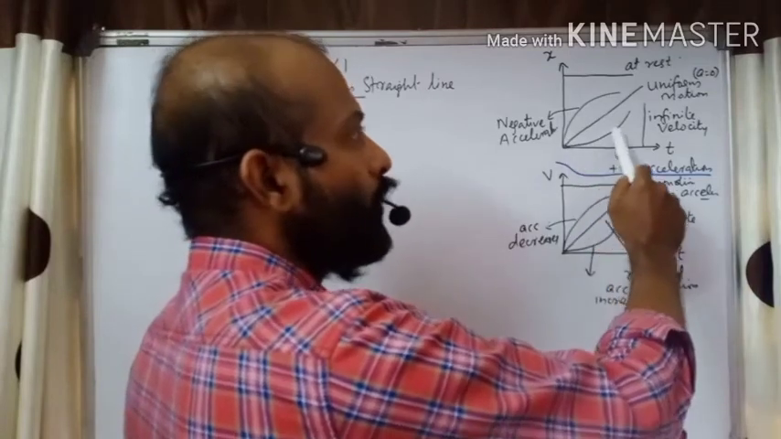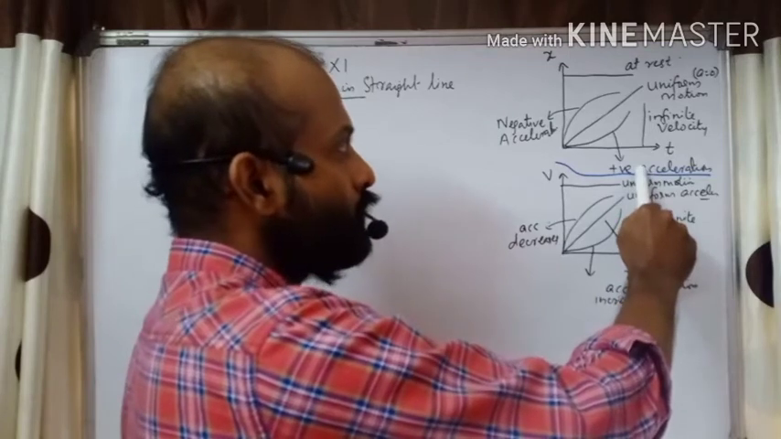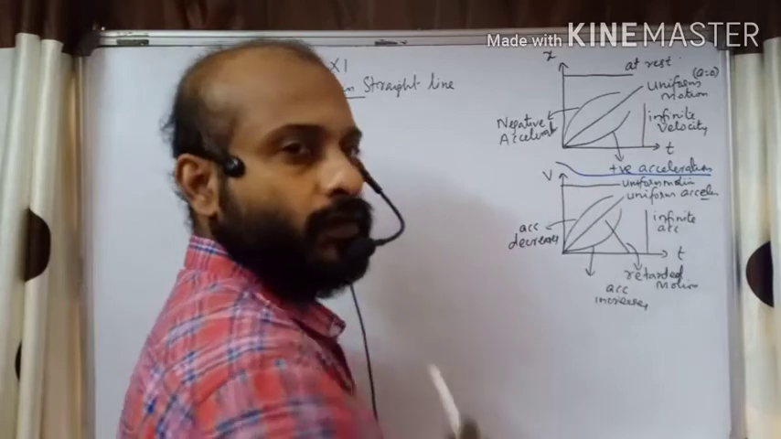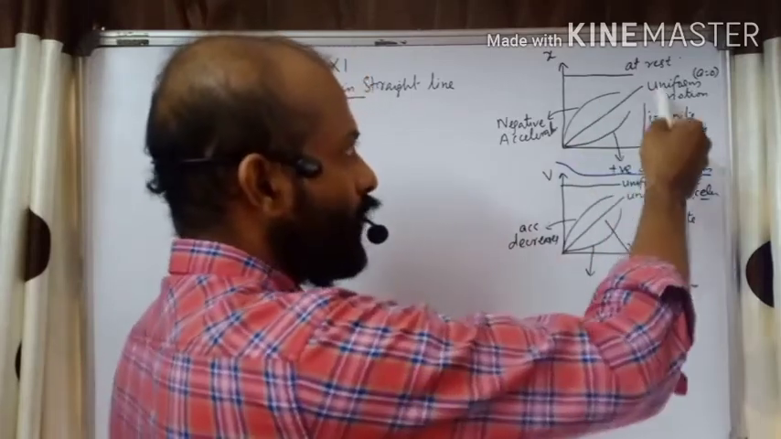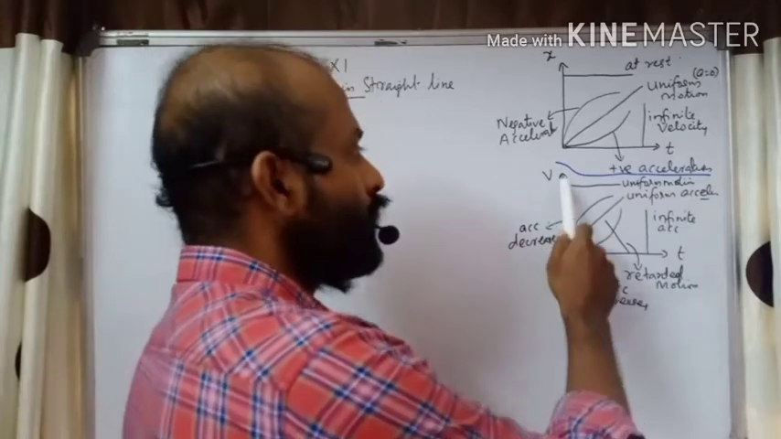If it is an upward opening curve, it indicates positive acceleration. And if it is a downward opening curve, it indicates negative acceleration. These are the different graphs for position time. Now a velocity time graph.